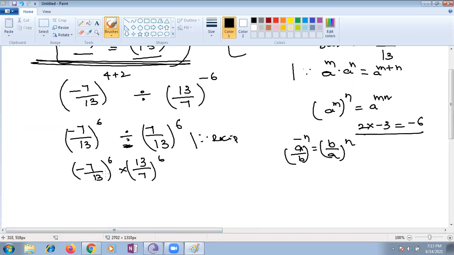It's one of the laws of fractions. Since the exponent is even, we can take it as positive 7 power 6 by 13 power 6. So since the exponent is even, this becomes 13 power 6 by 7 power 6. Shall we cancel? All are the same, children. Shall we cancel? Then minus 1.